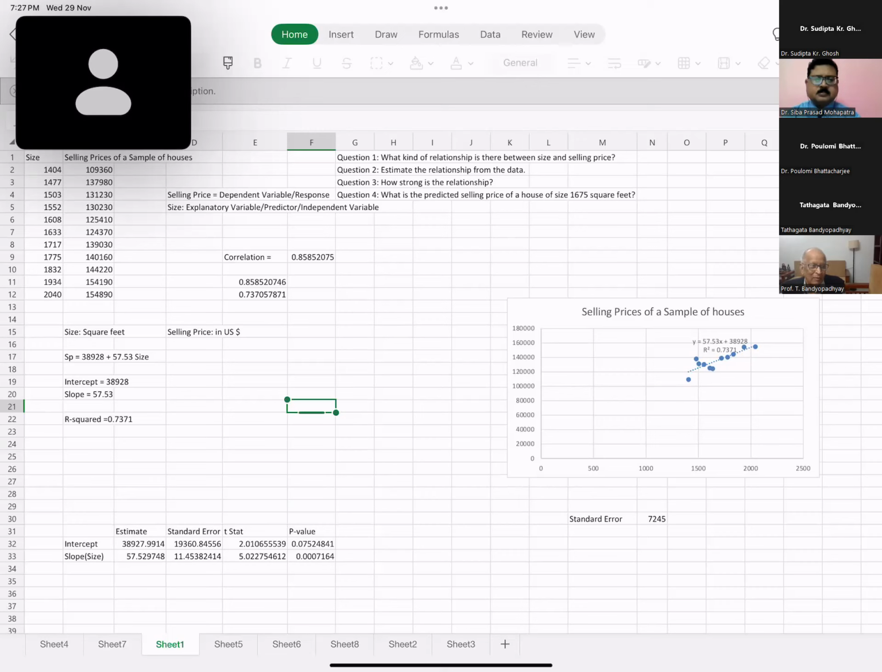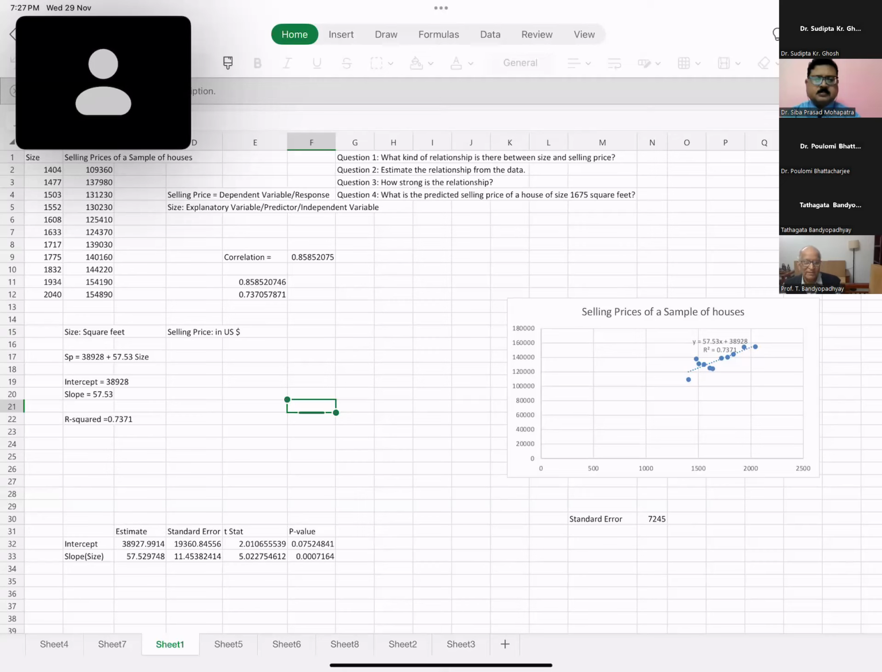So I have data on size and selling price of 11 apartments. And from that data, I would like to see, first of all, what kind of relationship there is between size and selling price. Second, can I get an estimate of that relationship from the data? Third, how strong is the relationship? And fourth, given the relationship, what is the predicted selling price of a house of size 1675 square feet?